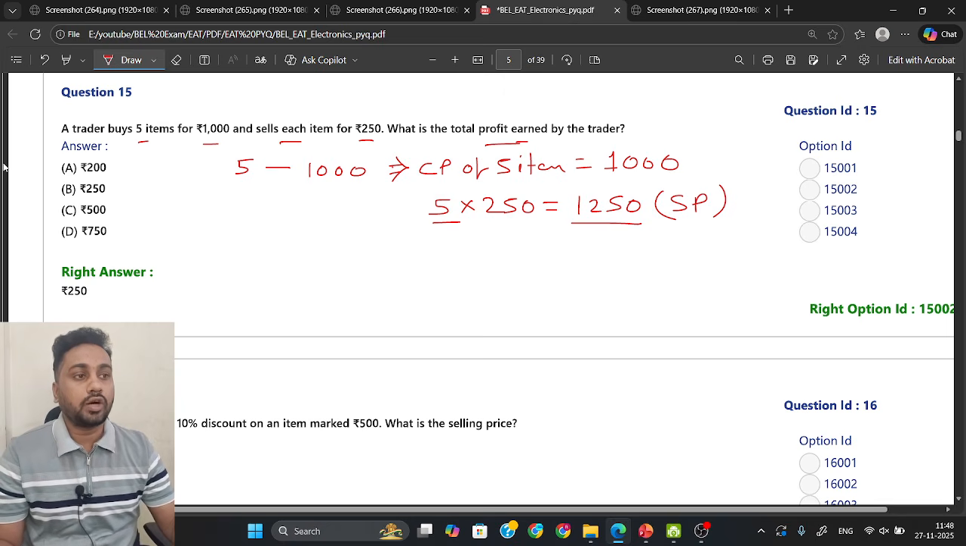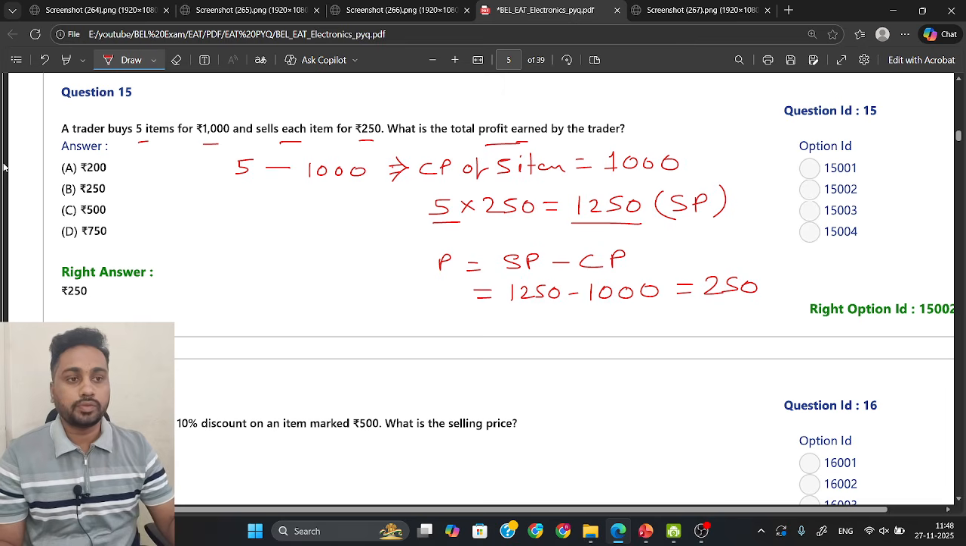Now it is asking how much profit is earned. So profit is equal to what? Profit is selling price minus cost price. So selling price is 1250 minus cost price 1000. So if you subtract, you will get 250 rupees. Option B is your right answer.